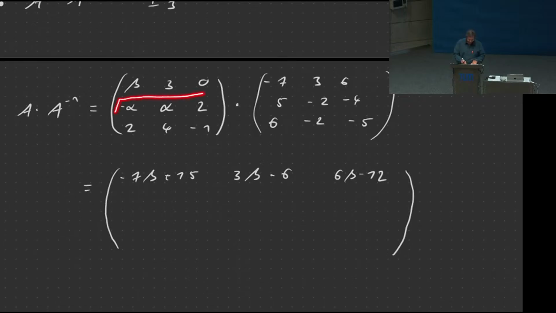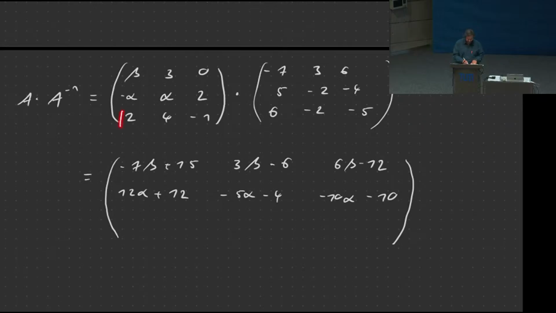We get the second row by using this one here and multiplying it by all 3 columns of the right-hand side. So that means we have minus 7 times minus alpha, that's 7 alpha, plus 5 alpha, that's 12 alpha, plus 12. Then we get minus 3 alpha minus 2 alpha, that's minus 5 alpha, minus 4. And then we have a minus 6 alpha minus 4 alpha, that's minus 10 alpha, minus 10.